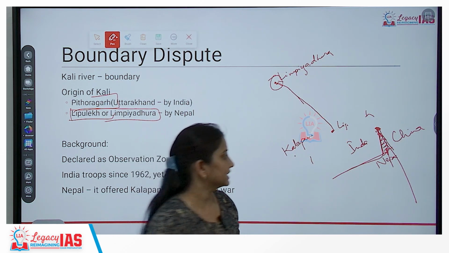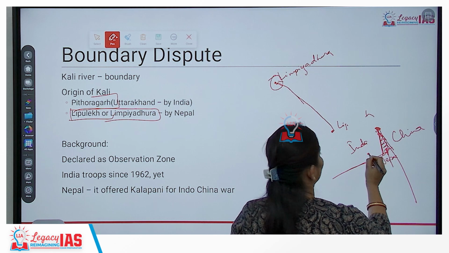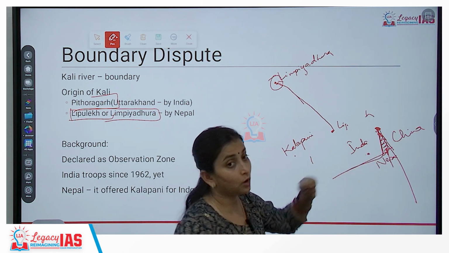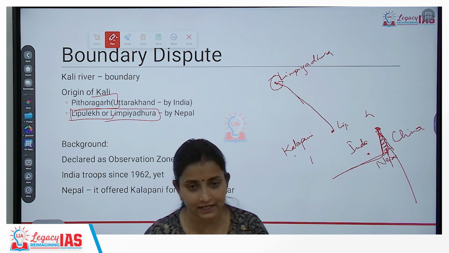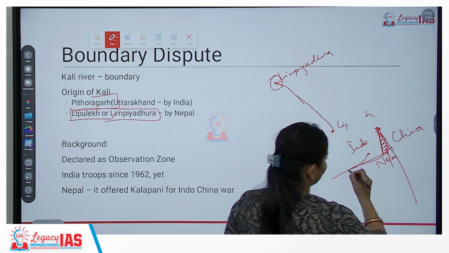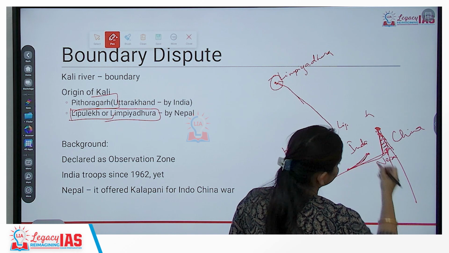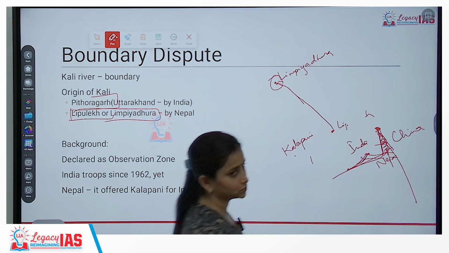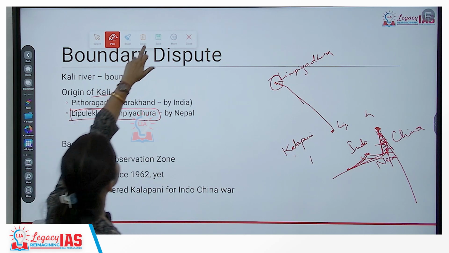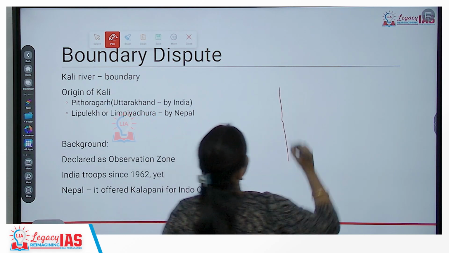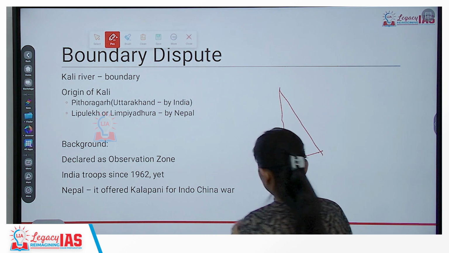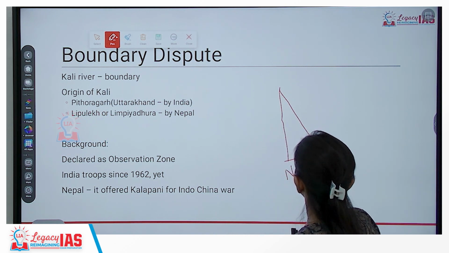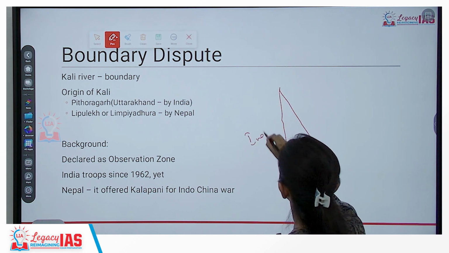But what India says is there is a place called Pithoragarh in Uttarakhand. So, Pithoragarh is considered to be the origin of river Kali in India. So, if this is the origin, so from here you take this territory, from here this is Nepal, but this territory should be belonging to us. Okay? So, this is the debate between India and Nepal. Okay? Here is Nepal. This is the disputed territory, here is India.